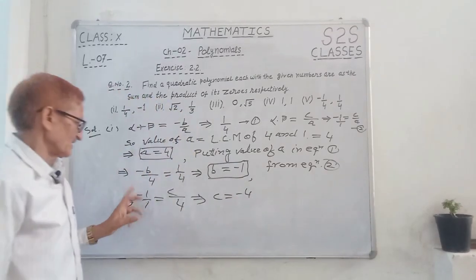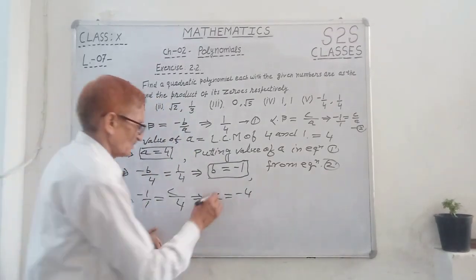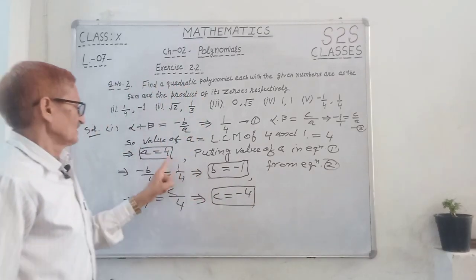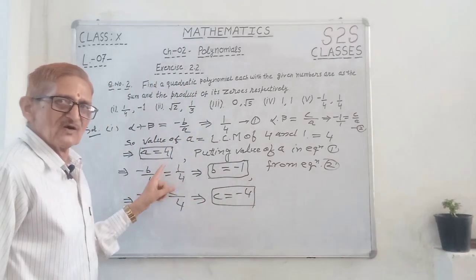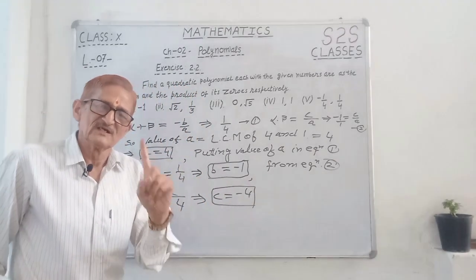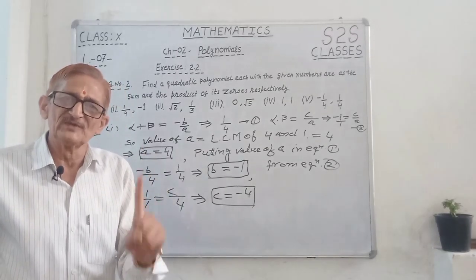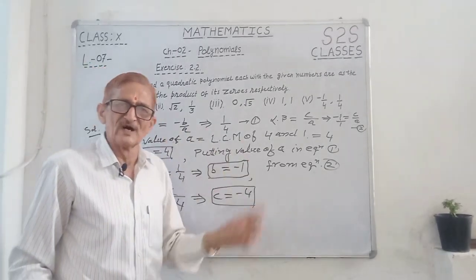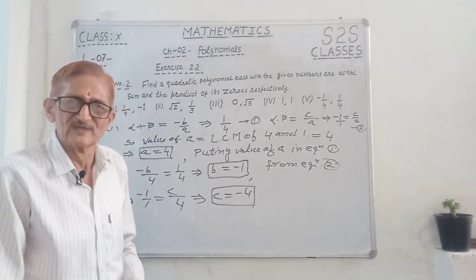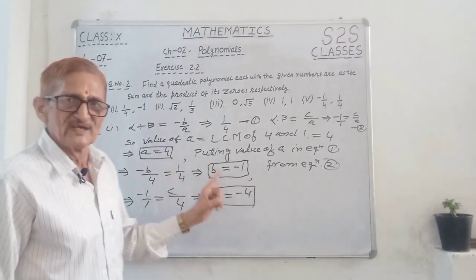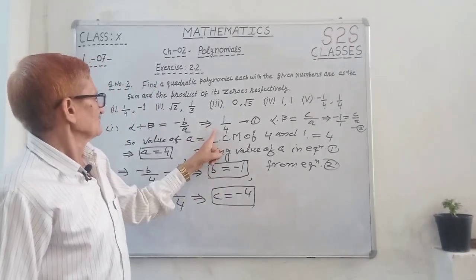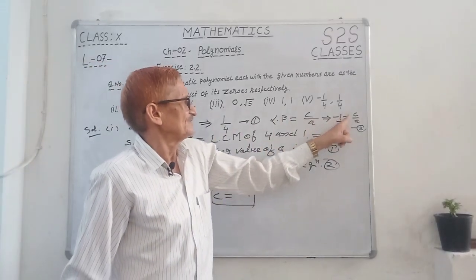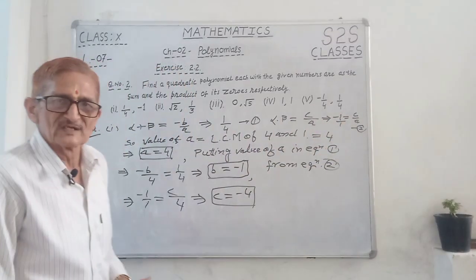4 upon 1, then minus 4. So these values you get with the help of A. Always, this is the standard method to calculate the value of A, B, C if the sum of zeros and product of zeros are given of a quadratic polynomial. So we can take the value of A by this: sum of the zeros is minus B upon A, product of the zeros is C upon A, and the denominator is the same.